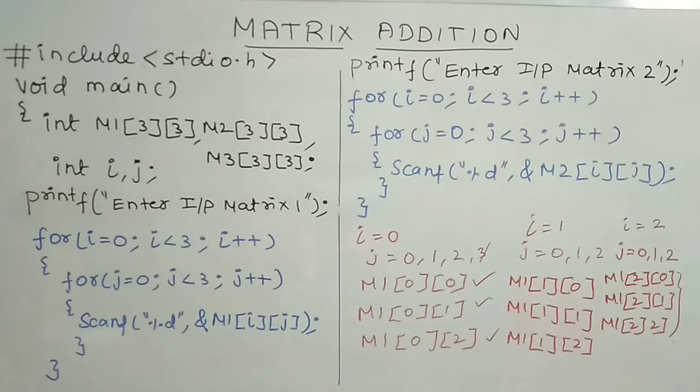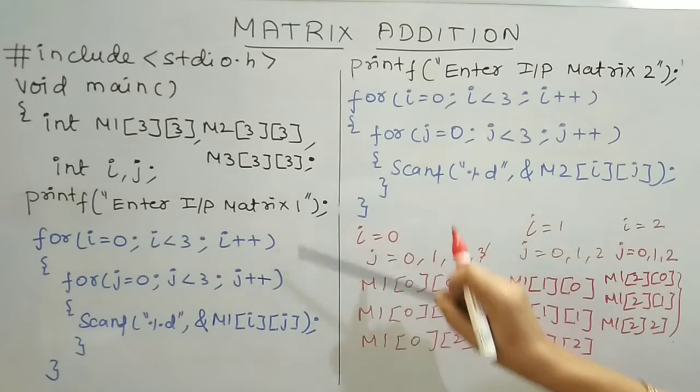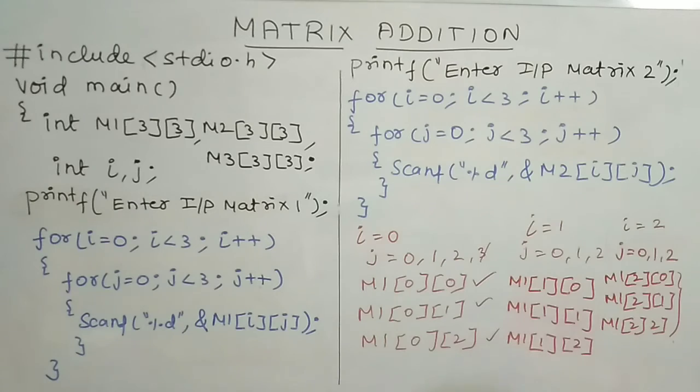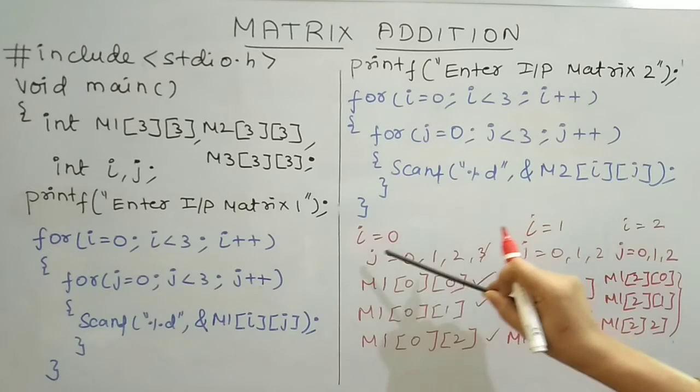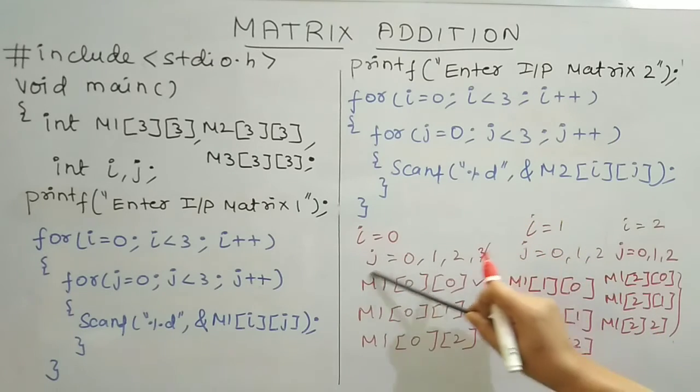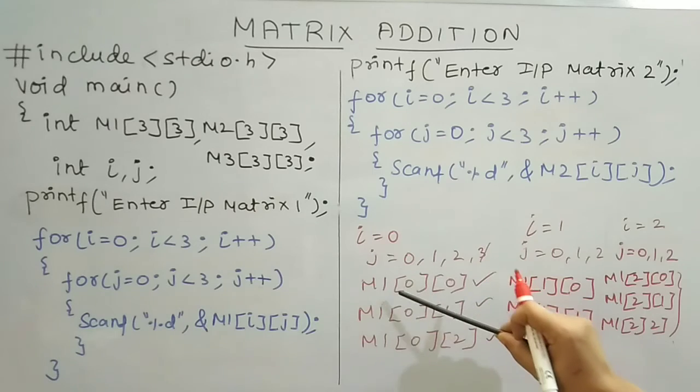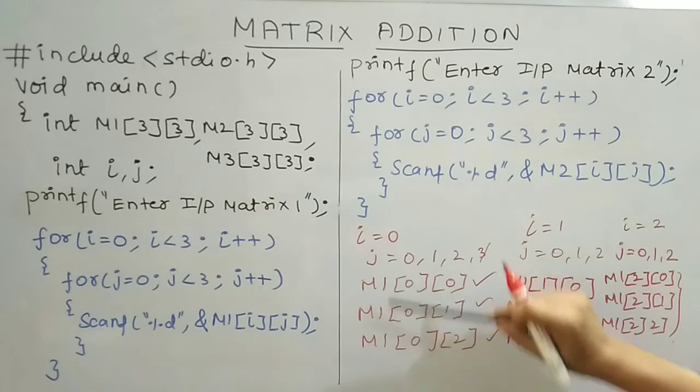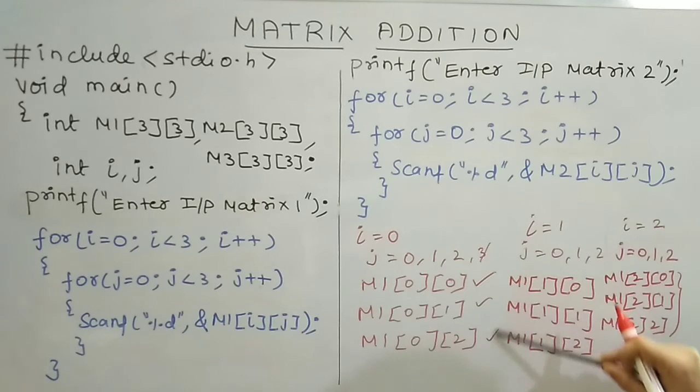In the next iteration of the outer for loop, i becomes 3. The condition is not satisfied, so the outer for loop is executed completely and I am coming out of it. So during this execution, when i becomes 0 and j takes the values 0, 1, 2, we get the values of the first row in this matrix M1. When i becomes 1, we get the values of the second row. When i is 2, that is the index position of the third row, we get all the 3 elements in the third row of this input matrix M1.